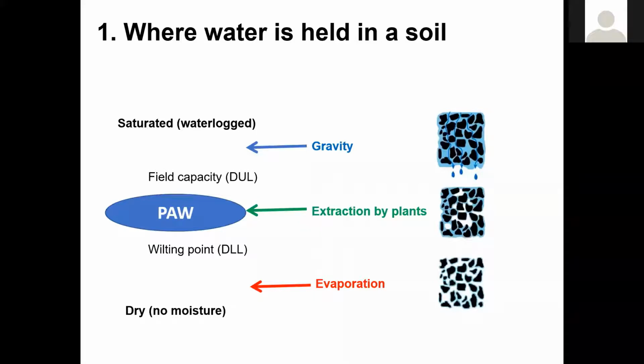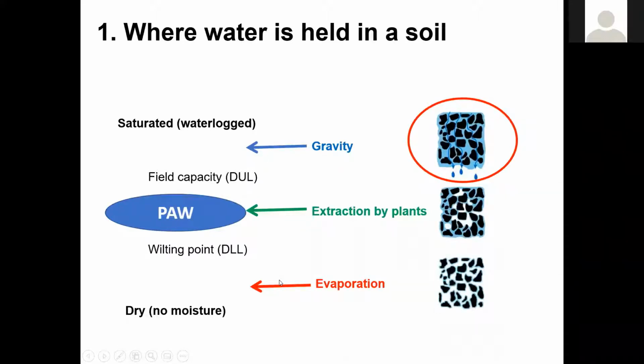If you squeeze that sponge and start wringing the water out of it, that's equivalent to the extraction by the plants. If you then leave that sponge on the kitchen bench for a few days and it dries and goes hard, that's going from wilting point to that dry area in the soil where you get that evaporation. I'll come back to the reason why that's important in a tick. So that's the first one I wanted to touch on.